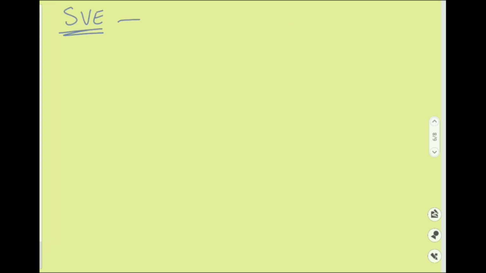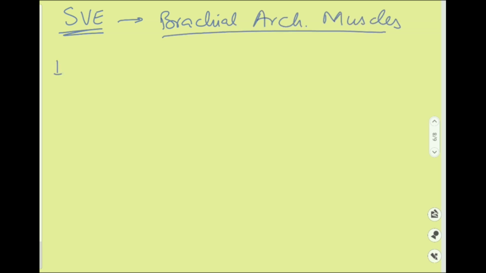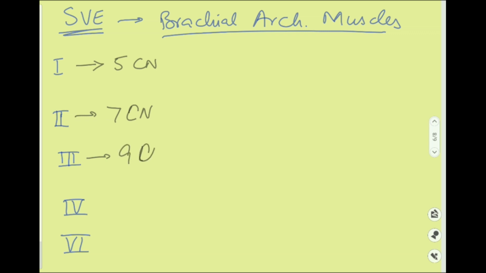Now, special visceral efferent component for branchial arch muscles. These are special muscles. Arches are 1, 2, 3, 4 and 6. Arch 1 muscles will be supplied by 5th cranial nerve, arch 2 by 7th cranial nerve, arch 3 by 9th cranial nerve, arch 4 by 10th cranial nerve, superior laryngeal branch, and arch 6 by 10th cranial nerve, recurrent laryngeal branch.